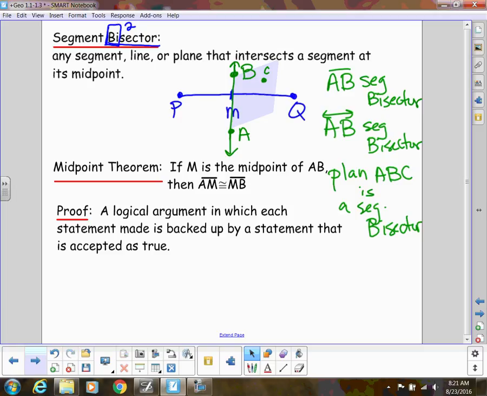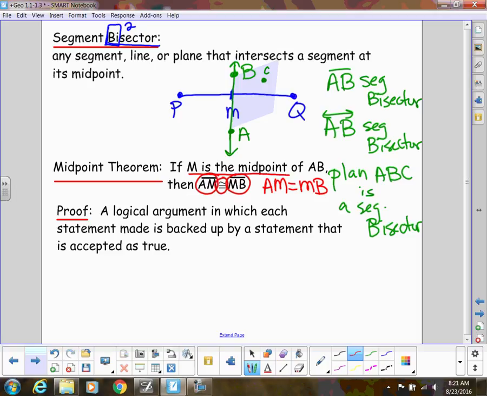Okay? And then the midpoint theorem, the only difference between the midpoint theorem and the definition is just how they describe the midpoint. So they're saying if M is a midpoint, then we know that AM is congruent to MB. So on the previous page, I would have said AM equals MB. Here, I'm using this symbol, the congruent symbol.